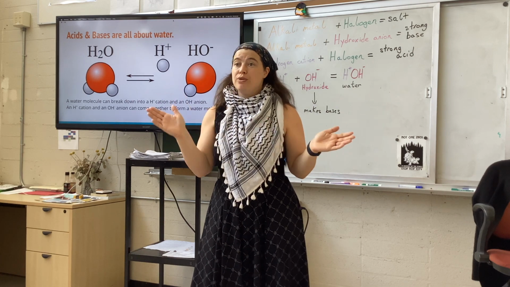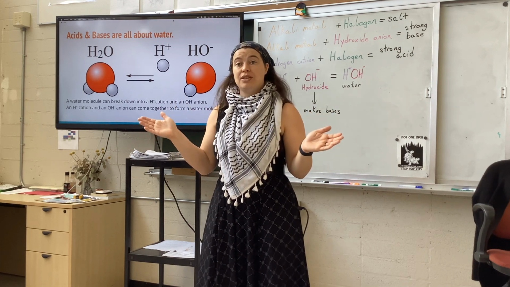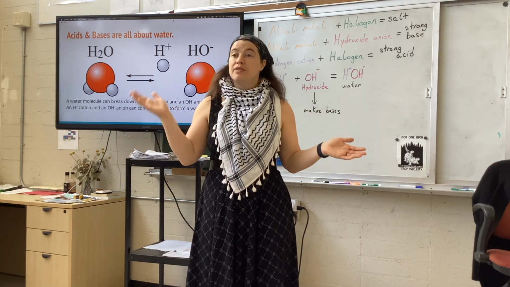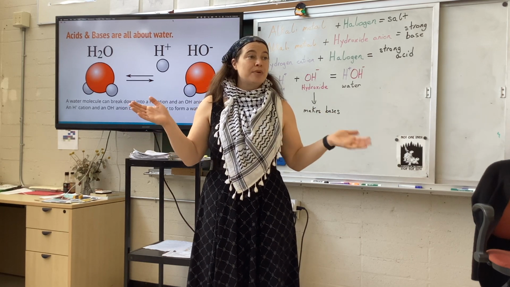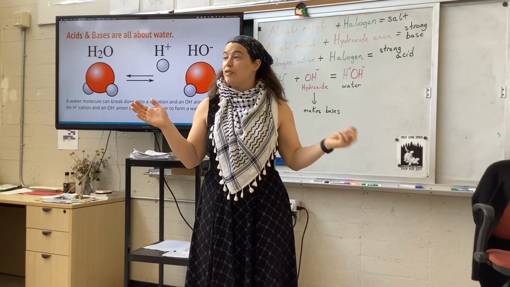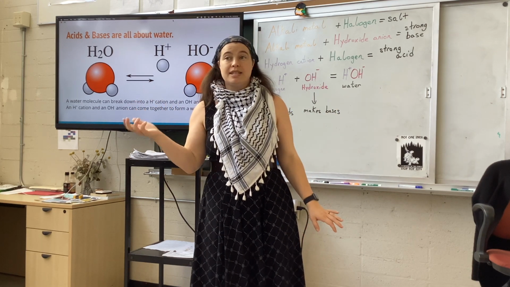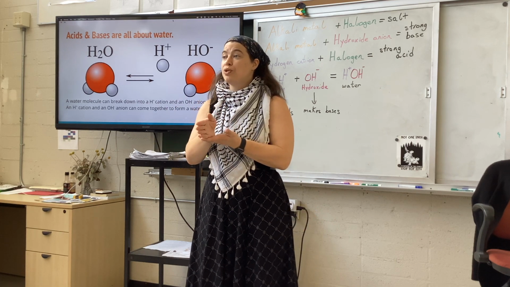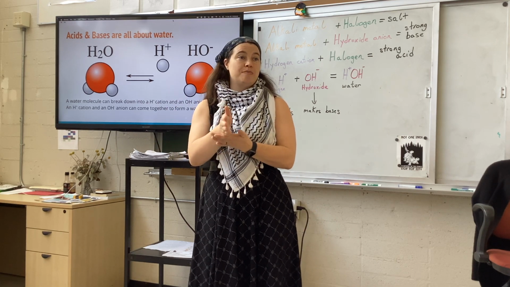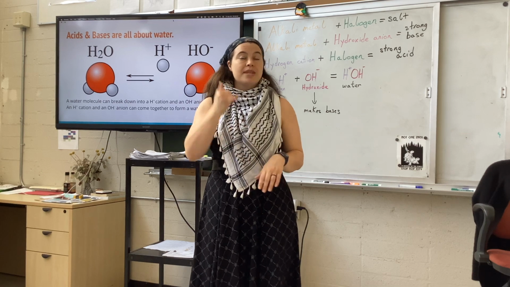There's a scale we use to talk about how acidic and how basic things are. It goes from 1 to 14. On that scale, low numbers are acids, so a pH of 1 is very acidic. High numbers are bases, so a pH of 14 is very basic. And 7 is neutral, right? So pure water should be around 7.